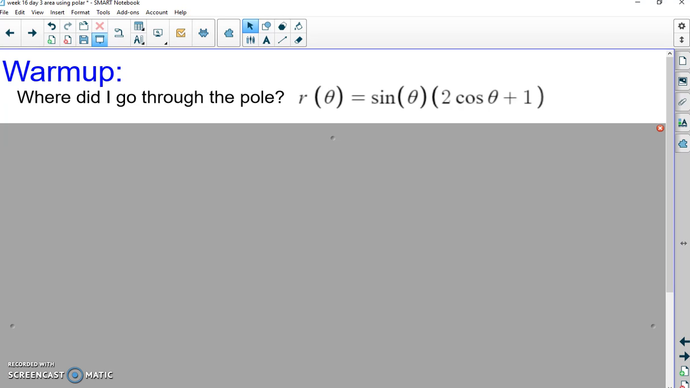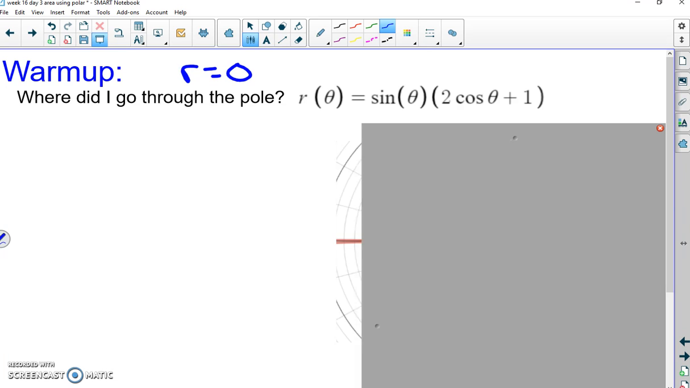But the whole thing is I need to know how many petals or loops I have and when I enter and exit a loop. So that's why they asked the question, where do I go through the pole, which is some of your homework from last night. So this is rephrased as where does r equal 0? So if you want, we can do that.